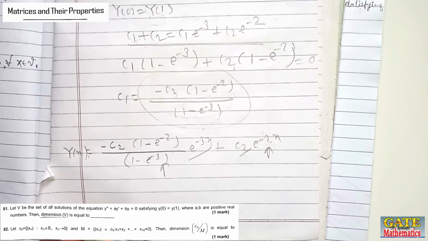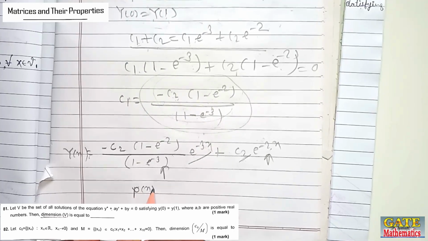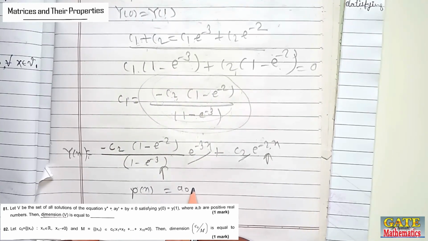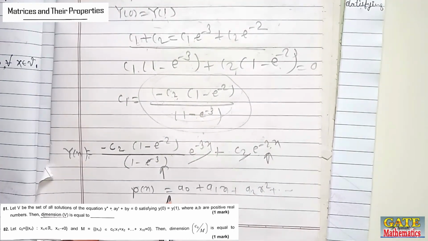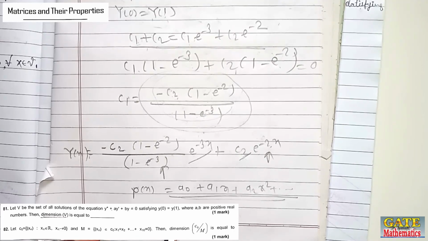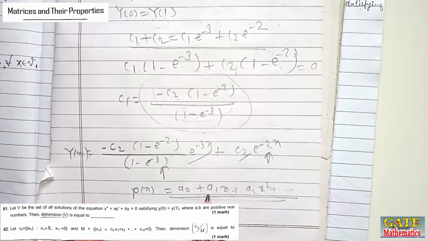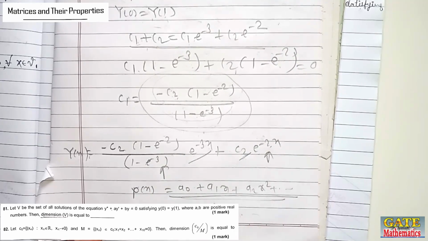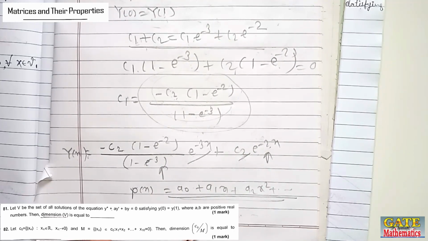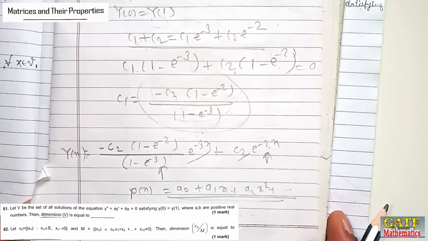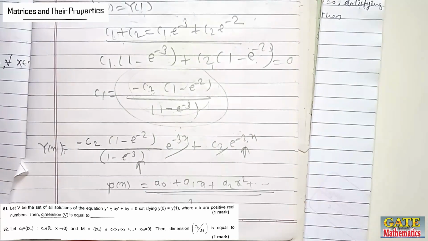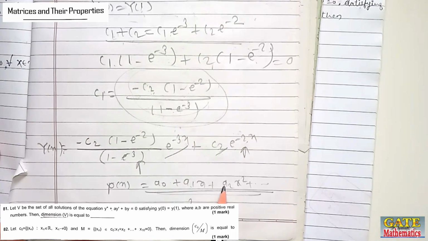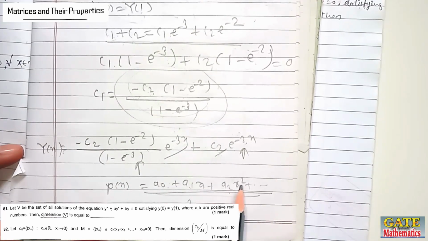Okay, now let me explain. If I have a polynomial p of x as a0 plus a1x plus a2x square and so on, I write its basis as 1, x, x square and so on. This is the basis for our polynomial, and the number of bases in our polynomial is the dimension of our vector space. Here a0, a1, a2 are the constants, and 1, x, x square are the bases.